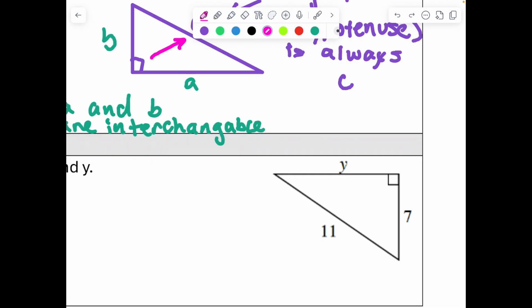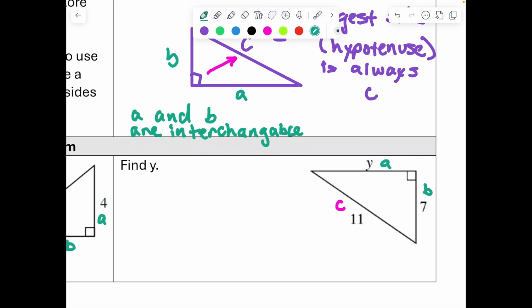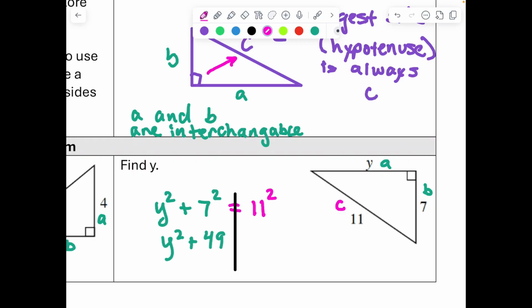We're going to start by labeling our sides again. The longest side across from the right angle is the hypotenuse, so this one is C. And then again, A and B are interchangeable. So here I have A and B. So when I go to set up my equation, A is y, so y squared plus 7 squared equals, C is 11 this time, so 11 squared. I'm going to go ahead and simplify. Y squared stays y squared. 7 squared is 49, and then 11 squared is 121.